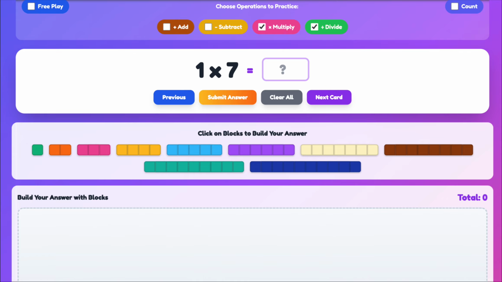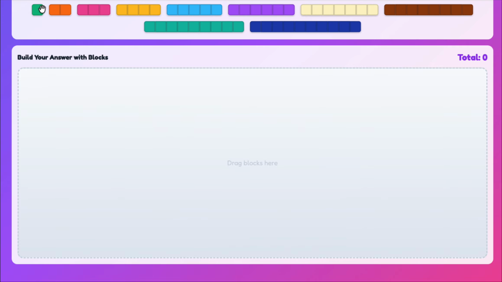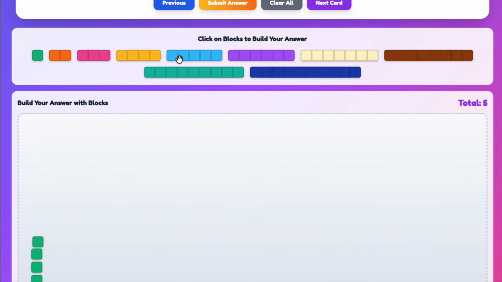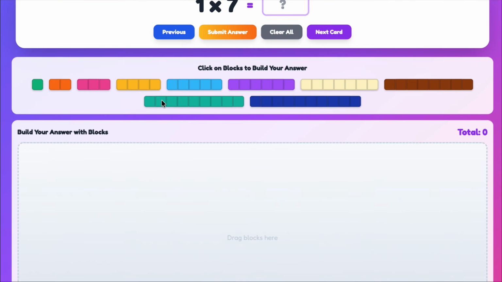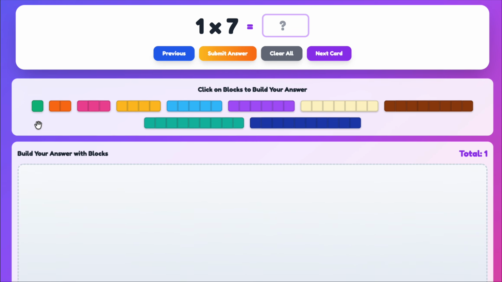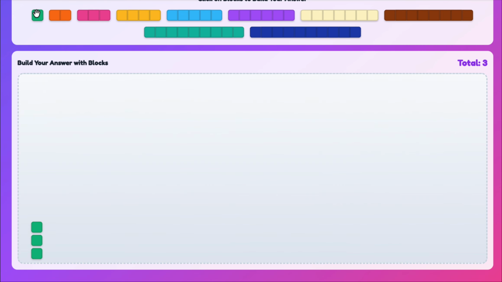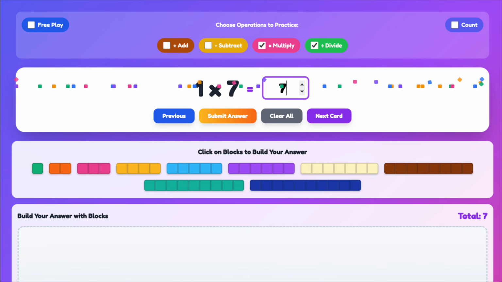Okay, 1 times 7. So here we're counting 1s. It's actually easier. I'm going to clear this. It's easier with the 1s because they're smaller to count. Just click on these. And we needed 7 to get to 7.